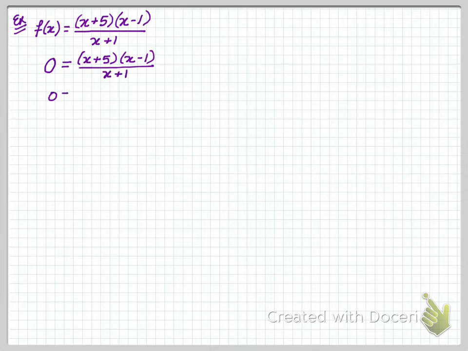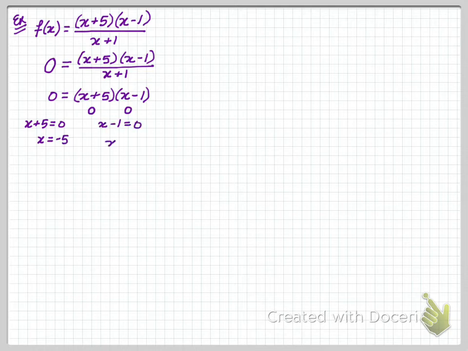So we look at 0 equals x plus 5 times x minus 1. Well, what times what is 0? The only thing that could possibly make this 0 is 0. So either this piece equals 0 or this piece equals 0. So when x plus 5 equals 0, x equals negative 5. When x minus 1 equals 0, x equals 1. So we have two x-intercepts there. We found our x-intercepts. Well, I better label that for you.